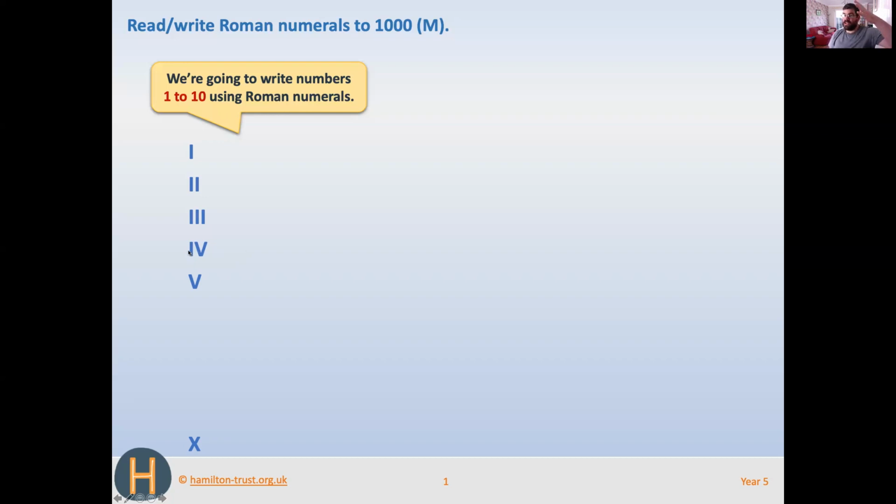Okay? So where a digit is to the left, as you look at it, of the other digit, it means it's less than, if it's a smaller digit, okay? So remember that. Smaller digits on the left mean less than that number. Smaller digits on the right mean more than. So this is 4, IV, 1 less than 5.